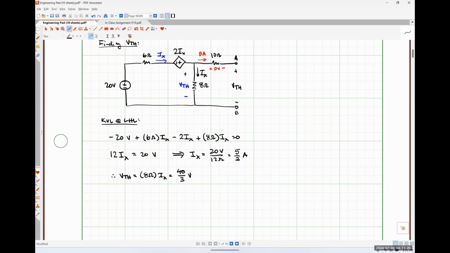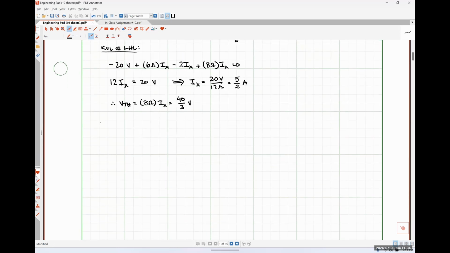All right, so if we're all satisfied with our analysis for VTH, then let's find I naught. So our Norton current is found by shorting our terminals of interest. So I'm just going to redraw my circuit.